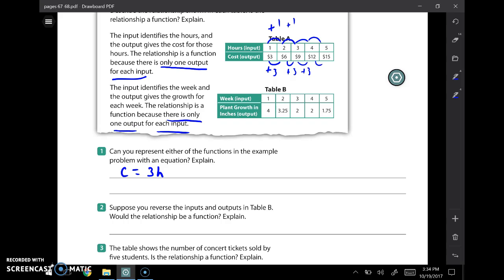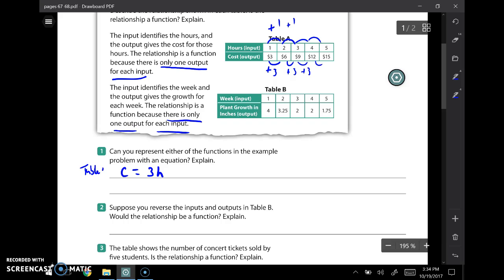So example 2, table B. So let me put table A here.